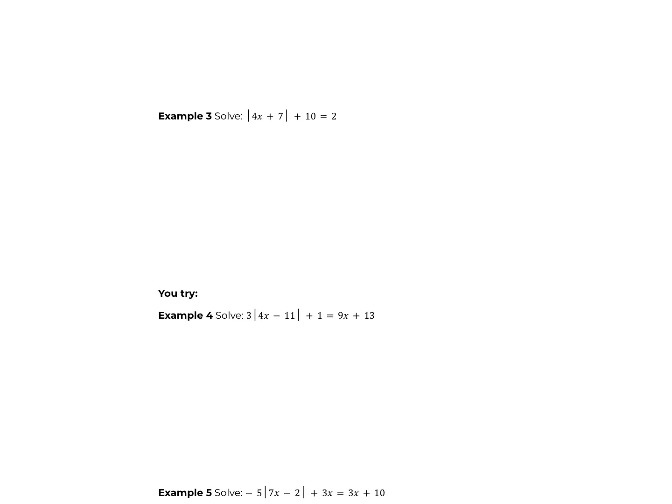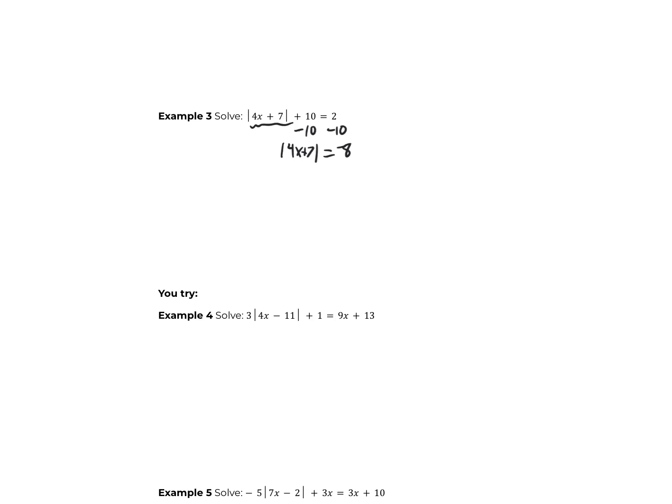All right. So now we'll look at another example. Absolute value of 4x plus 7 plus 10 is equal to 2. All right, so the first thing we're going to do is isolate the absolute value. So we got to get this thing by itself. So to do that, we're going to subtract 10 from both sides. We get the absolute value of 4x plus 7 equals negative 8.